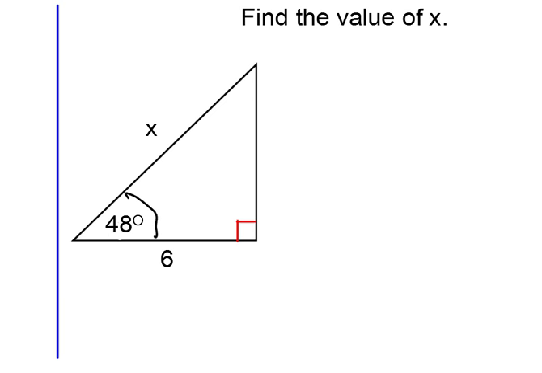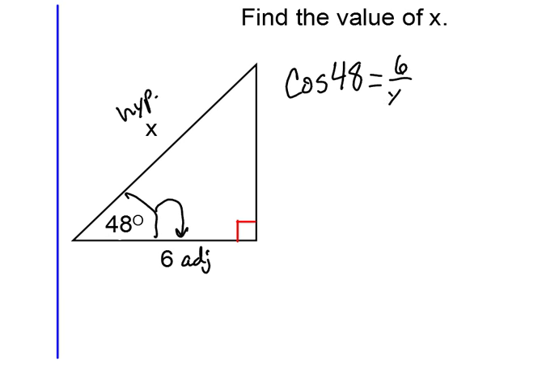Since 48 is the angle that's given, the 6 is the adjacent side. It is right next to the 48. The x is the hypotenuse side. So since we are given only adjacent and hypotenuse for the 48, we have to use cosine, which is adjacent over hypotenuse. Which angle did I use to discover cosine? Angle 48. It's adjacent over hypotenuse, so 6 divided by x.